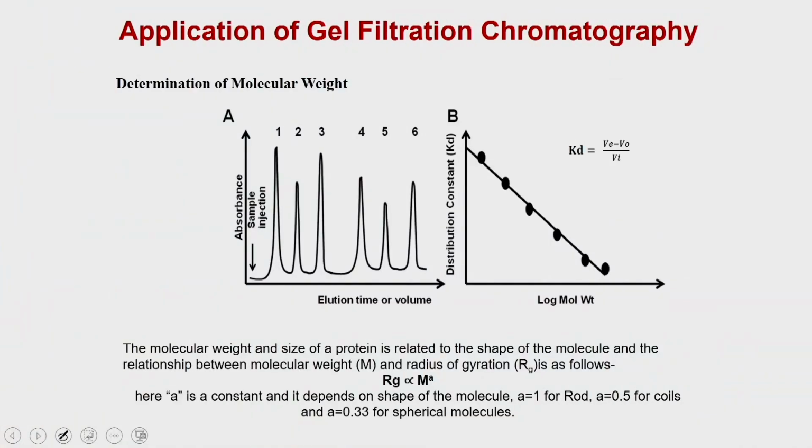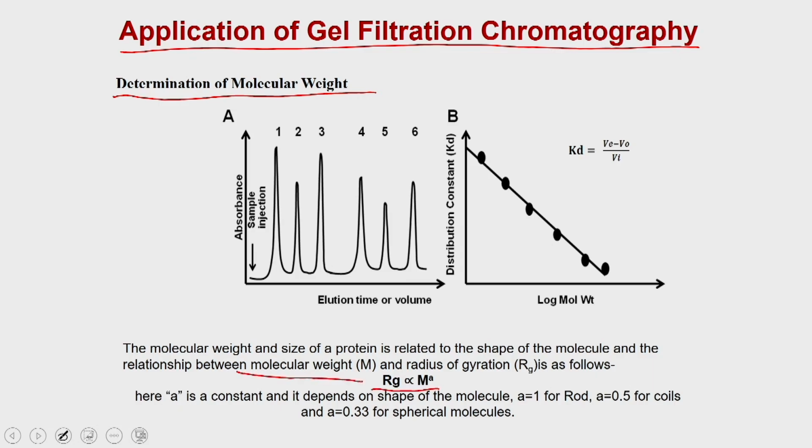Now, let us see the application of gel filtration chromatography. Apart from purification, gel filtration chromatography is being extensively used for determination of molecular weight. As you remember, we have just discussed that the molecular weight is related to the number of residues which this particular protein is going to have, and the number of residues are also directly related to the radius of gyration, which means the radius of gyration is directly proportional to the molecular weight.